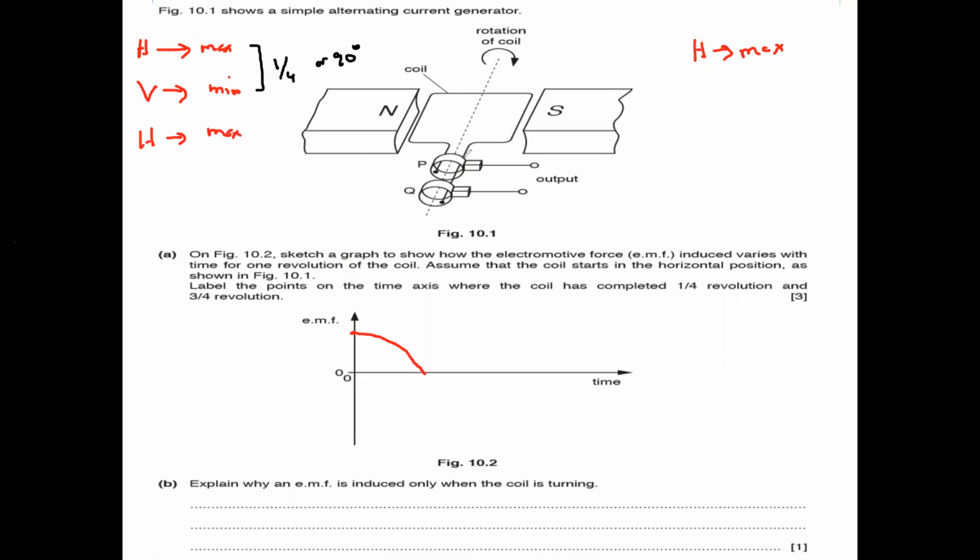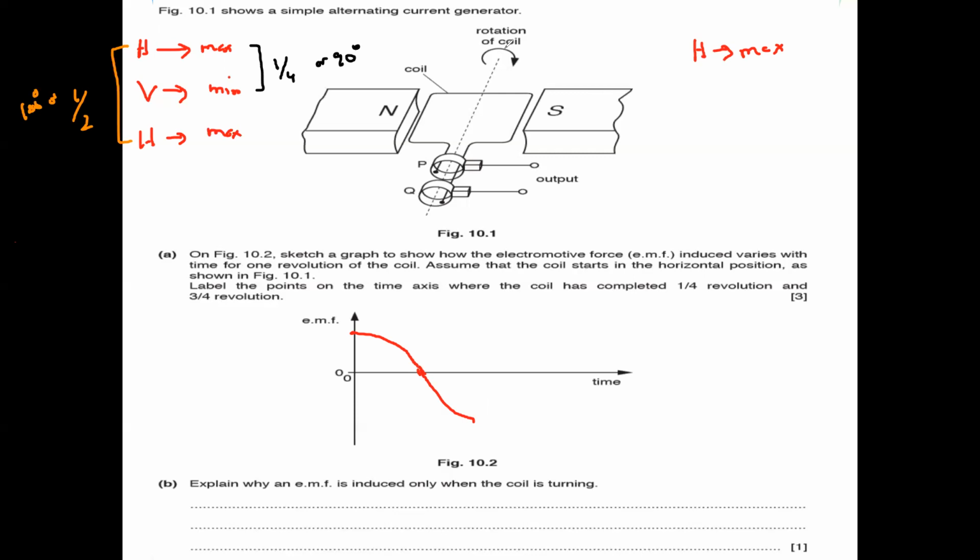So when it is horizontal, it will be maximum, but which side maximum? Because the reference position will change. So if the first horizontal was maximum positive, the second horizontal, the maximum will be negative. And till this point, we have completed half of the rotation, or we can also say 180 degrees.